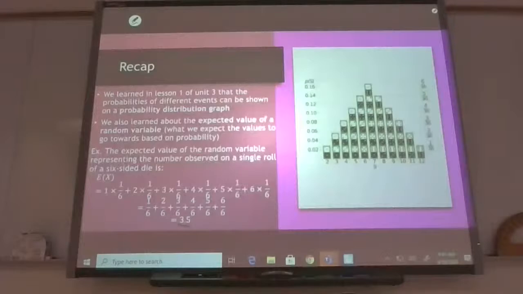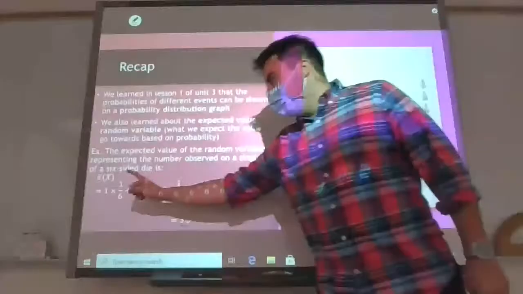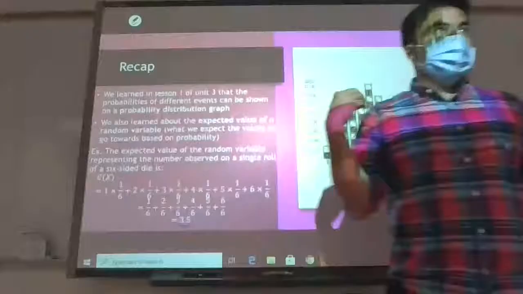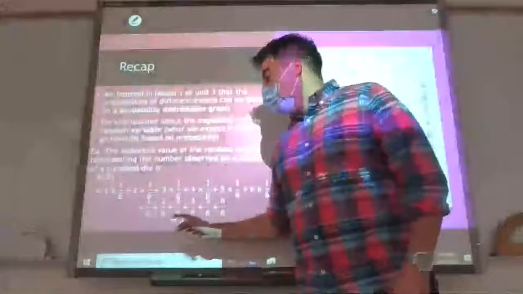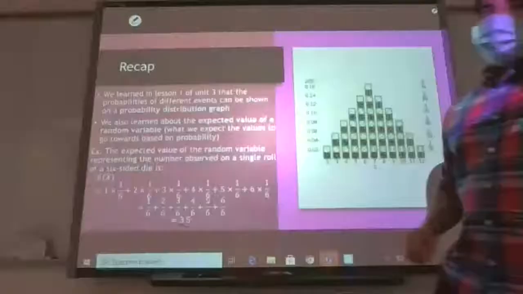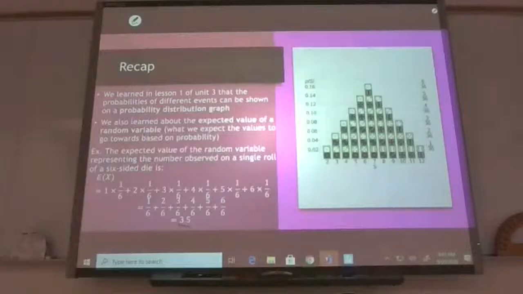This formula looks really intimidating for expected value, but essentially all we're doing is taking each of the actual results and multiplying by their probability of occurring. And then once you multiply by their probability, you add them all up, and that gives you your expected value, which is 3.5. So if the expected value of rolling a die is 3.5, that means that on average, generally speaking, we should expect a result between 3 and 4.